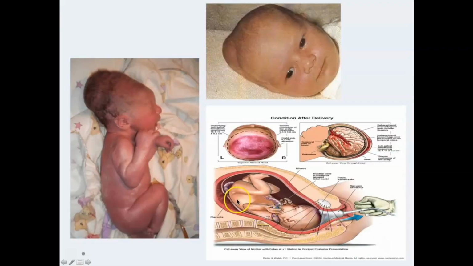And these are just some more pictures of cephalhematoma. This baby here has molding, because you can see the elongated shape of the head, as well as a caput here, fluid collection on the back of the head.